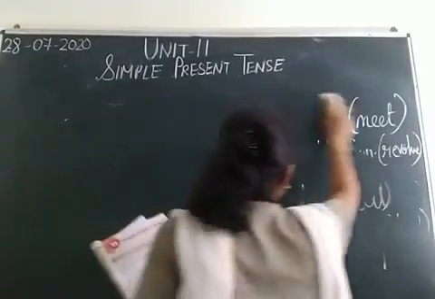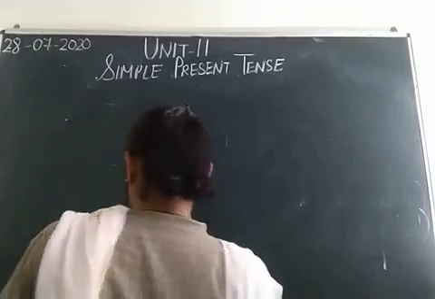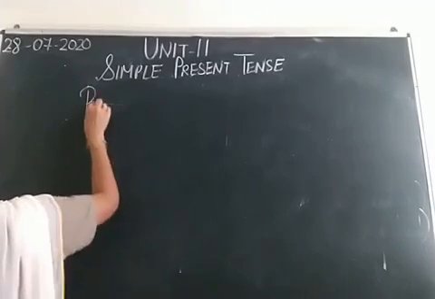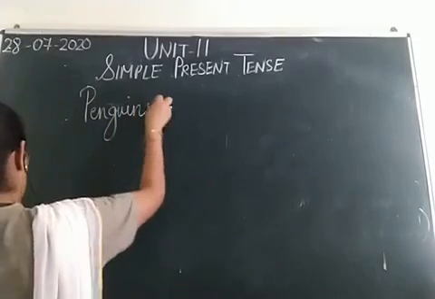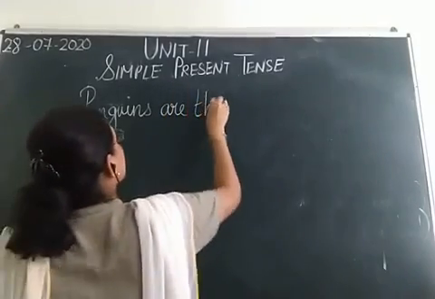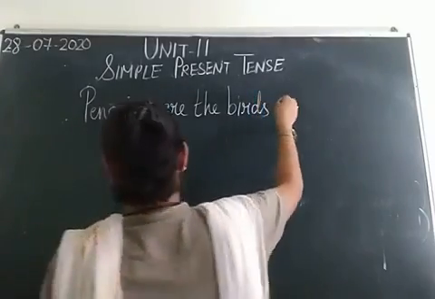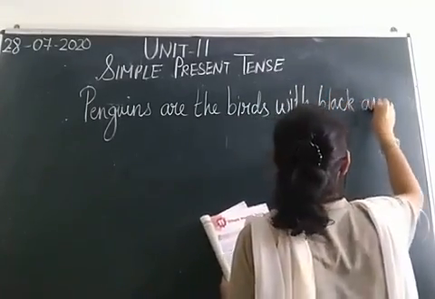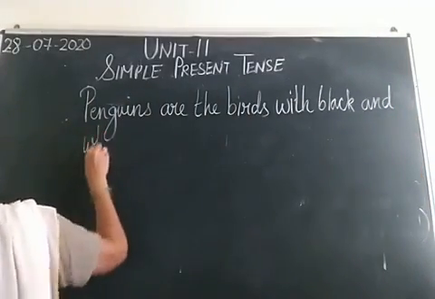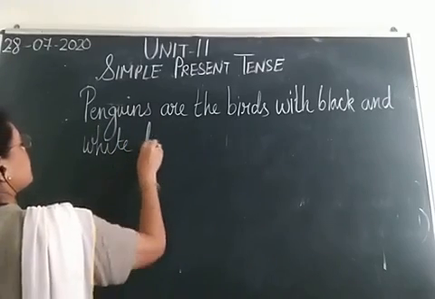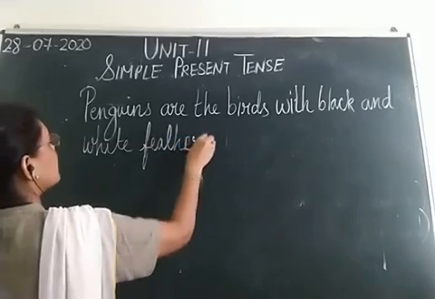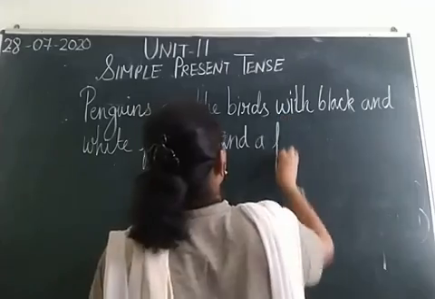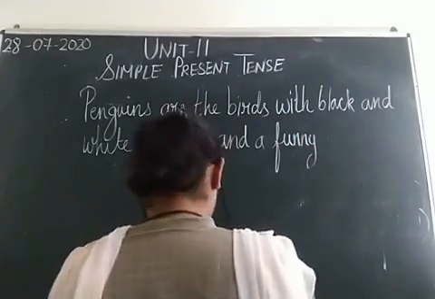Now, the paragraph which I had read in my last video, I would like to explain that paragraph. The first sentence of the paragraph is, penguins are the birds with black and white feathers and a funny waddle.